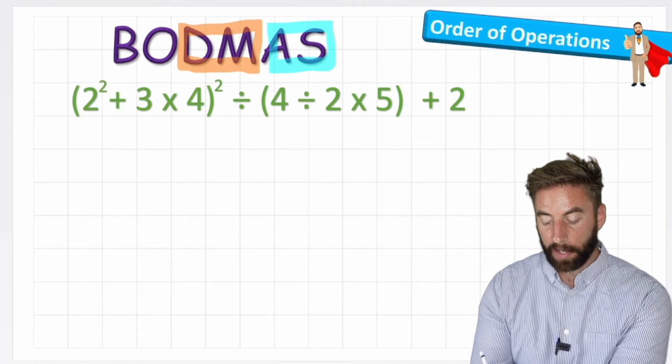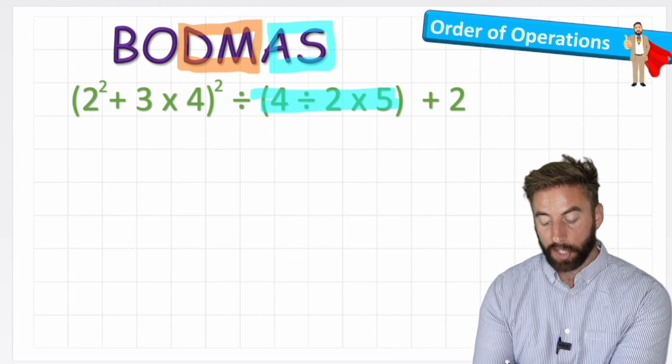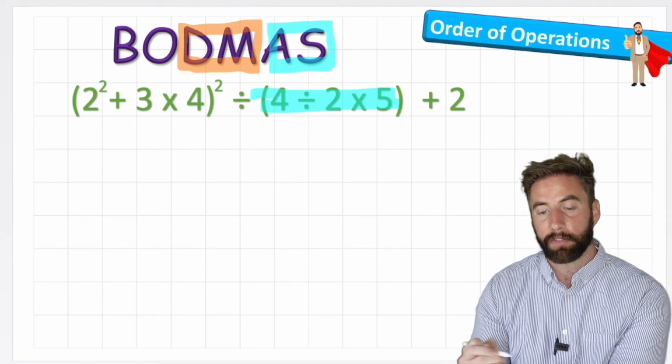So if we were to look at this stage here, 4 divided by 2 times 3, I would actually start with my 4 divided by 2 because that's the first in the sequence.